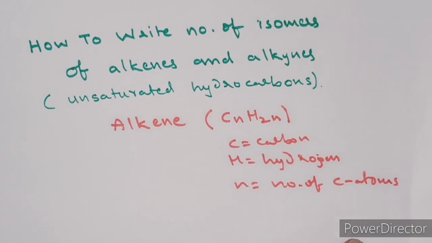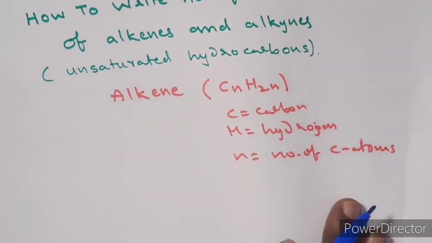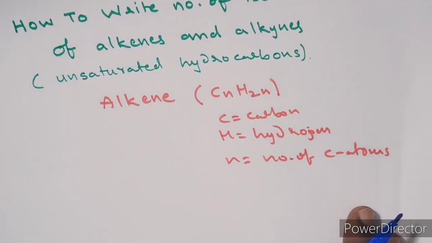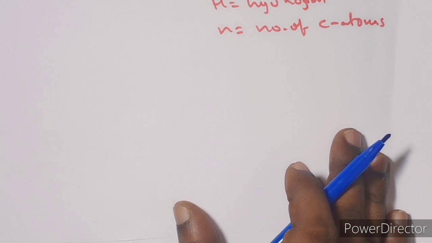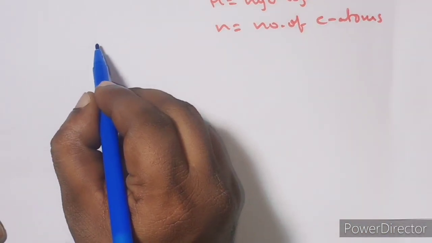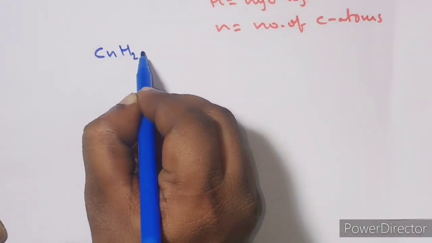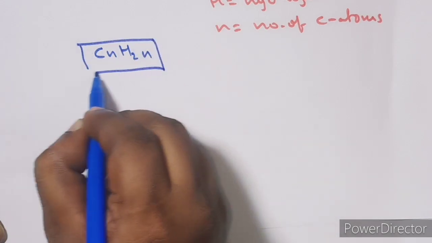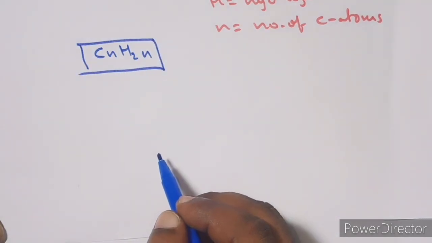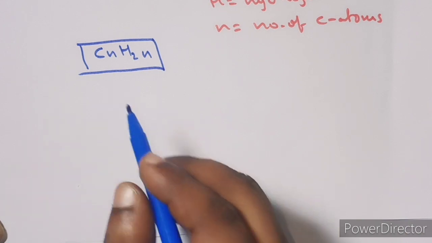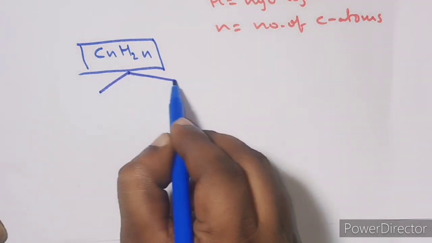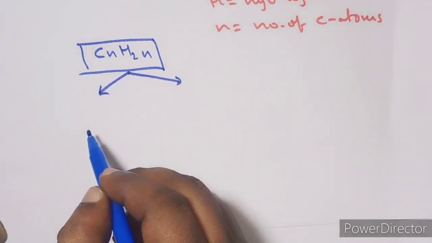Let's see how to write all the possible isomers of alkenes. Let me tell you one important thing here, which you must remember. With the molecular formula CnH2n, what functional groups can we write? With this molecular formula, we can write two kinds of compounds. One is alkene.